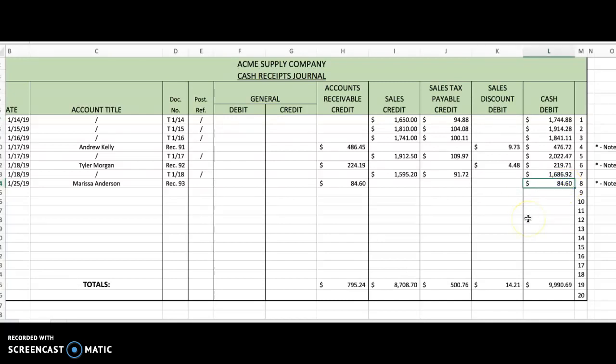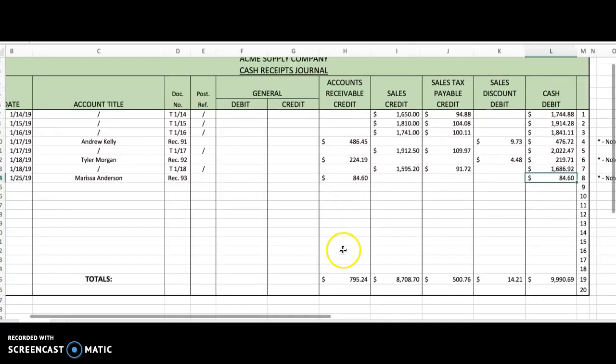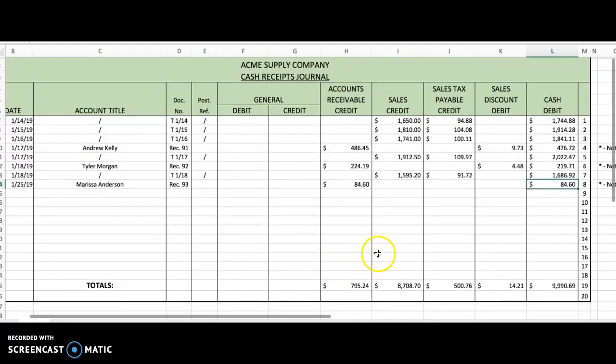So again, those are the typical kinds of transactions in the cash receipts journal. Not too difficult. Typically, they would be cash sales, or they would be payments by a customer on account to us. In every case, cash is going to be debited because we're receiving money. And again, if we're going to post this, we would post $9,990.69 to cash. And if that were to be posted and the account number is 101, we would put the 101 there. That means that number has been posted.